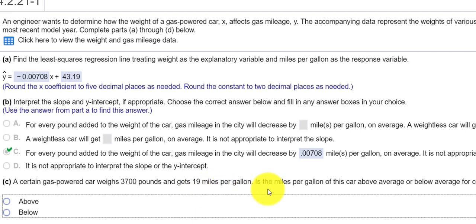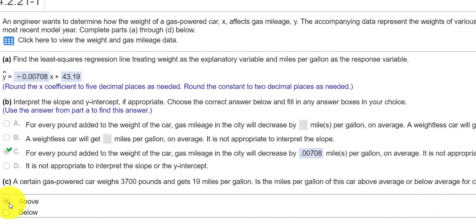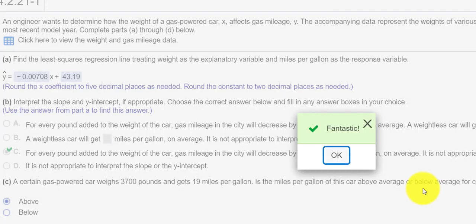This car is getting 19 miles per gallon, and my calculations suggest that a car that weighs that much should only get 16.99 miles per gallon. So this car is above average. I press final check, and it worked.